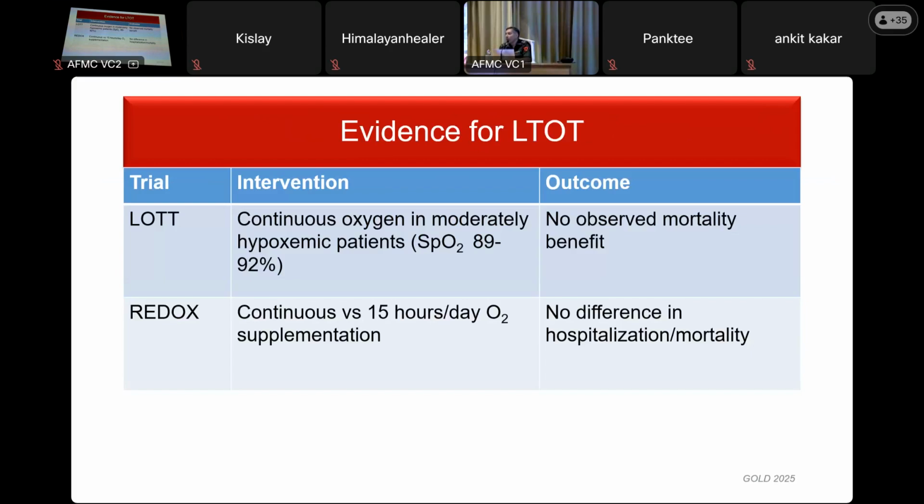In moderate hypoxemia, in patients who are at that cusp, with SpO2 from 89 to 93, there was a trial done called the LOTT trial. In this trial, it was shown that usually there is no improvement in mortality. Oxygen therapy should only be given for severe hypoxemia. And the last trial is the REDOX trial. This trial compared 15 hours of therapy versus 24 hours of therapy, and it also showed there was no difference between 15 hours and 24 hours. Next.